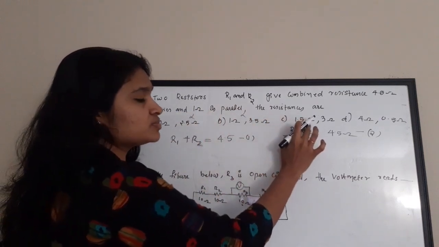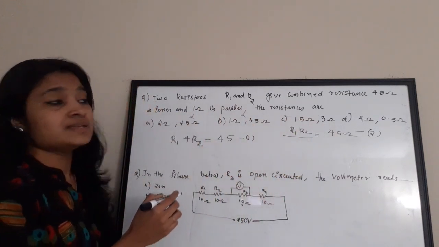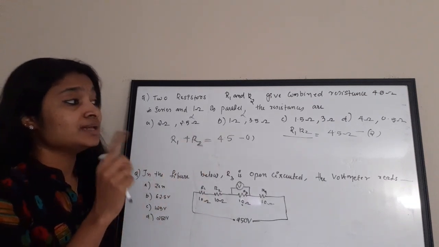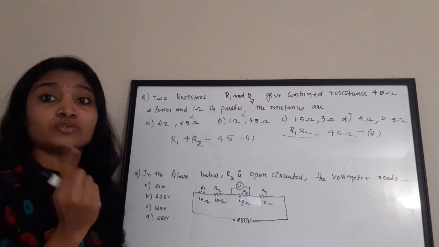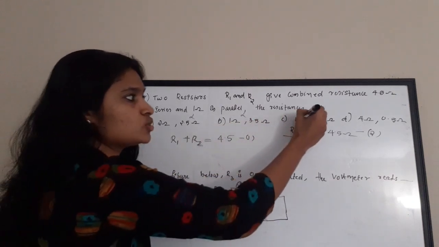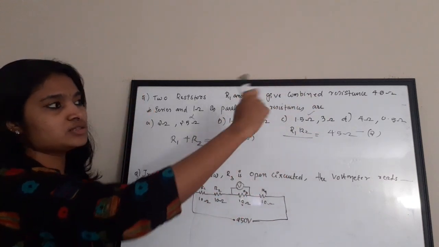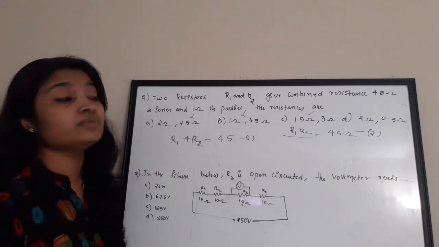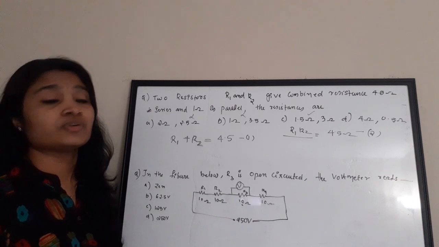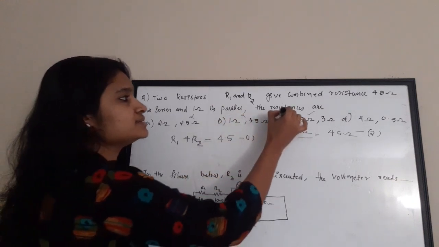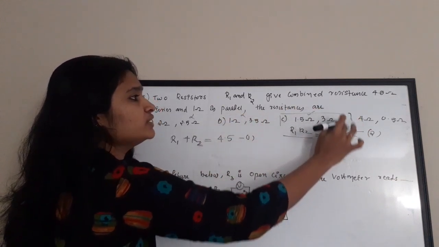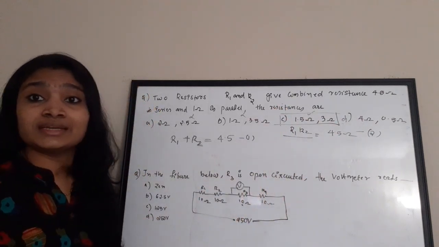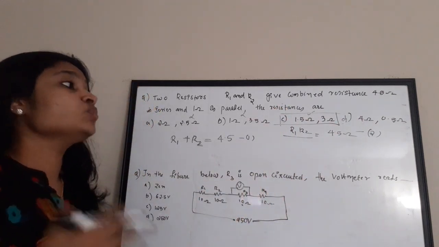Now for option C, what is the sum? The sum is 3 plus 1.5 is 4.5. What is the product? 3 into 1.5 is also 4.5. So the correct answer is option C. And for the last option also, 4 plus 0.5 is 4.5 but the product is not 4.5. So the correct option here is C. Now this is called solving from your options. This is how you have to think quickly or think wisely.